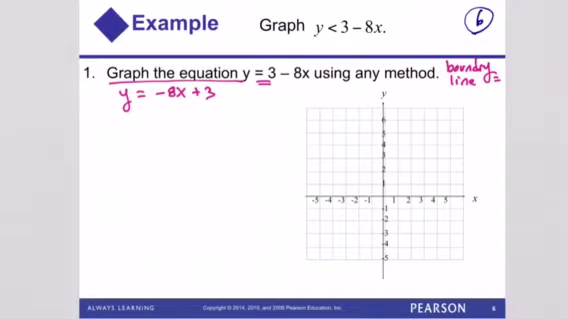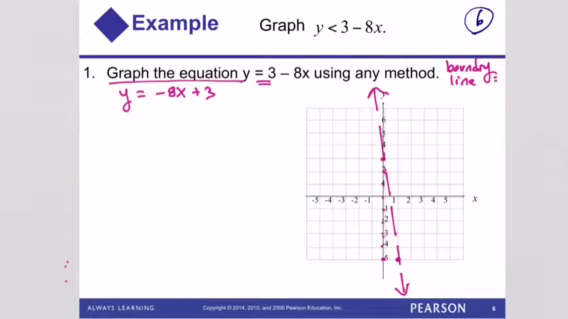So I'm going to graph that using the y-intercept. And then I'm going to see if I can go down 8: 1, 2, 3, 4, 5, 6, 7, 8. This graph is slightly off, sorry about that. And 1 over. That would be a slope of negative 8. Now I'm going to draw the graph. Okay, there's my graph. A y-intercept of 3 and a slope of negative 8 over 1.